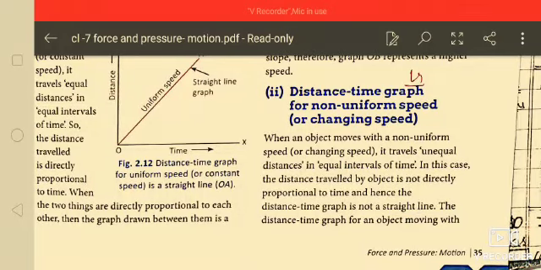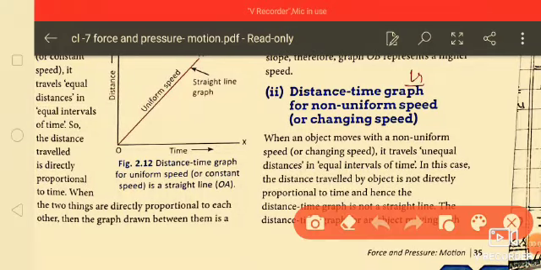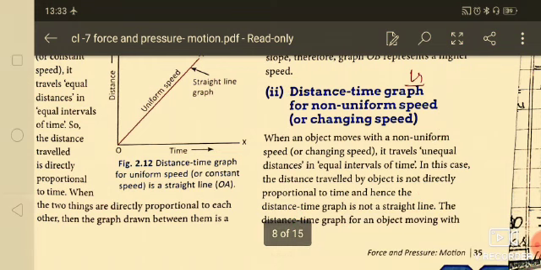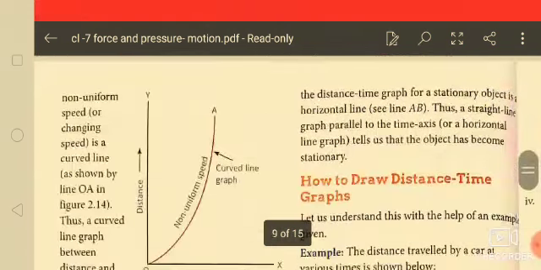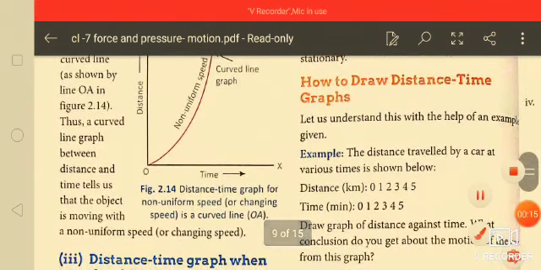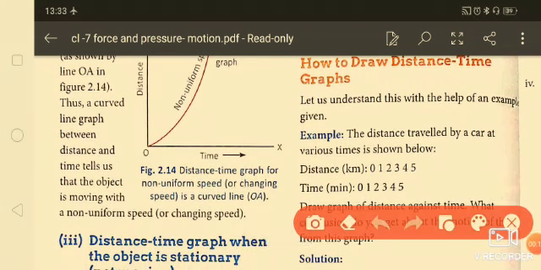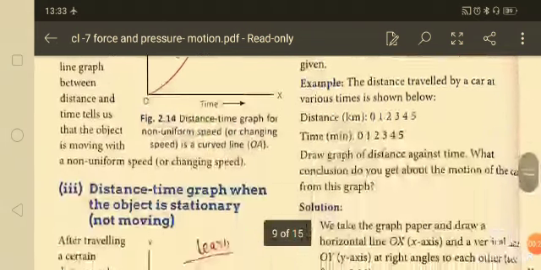Welcome to the class. Students, today we will discuss a new topic of force, pressure and motion, that is the distance-time graph for non-uniform speed or changing speed. Here you are seeing that this one is curved, and we will study how to draw a distance-time graph.